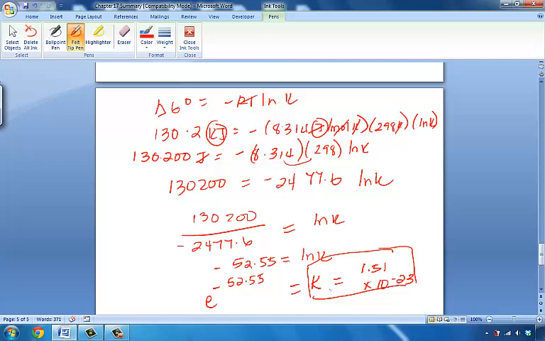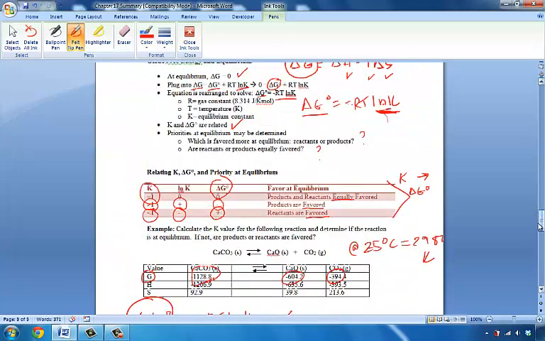We were also asked, is this reaction at equilibrium? And the answer is a resounding no, because K should be equal to 1 at equilibrium. The second part of the question was, if it's not at equilibrium, what is favored, the reactants or the products? This K is significantly less than 1, and a K that is less than 1 will always favor the reactants.